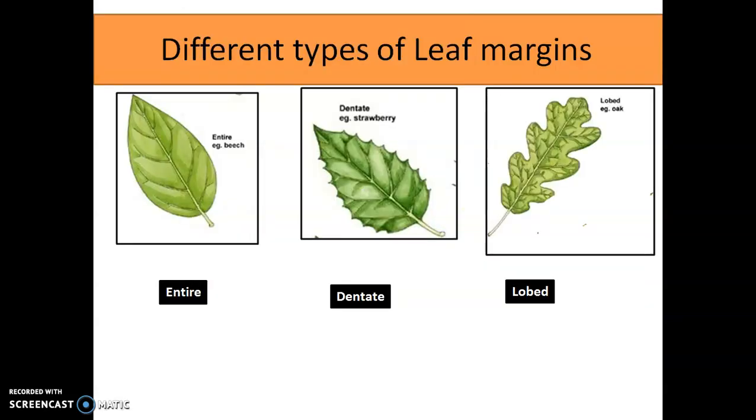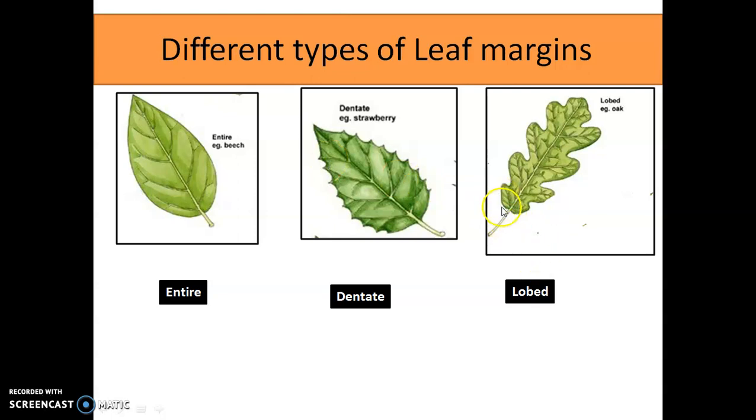Now going to the different types of leaf margin. Margin means end. So see, children, the leaves around you all have different shape, different structure, different margin. It could be entire, as you can see here. Margin means end, I told you. So it is entire, example beech. In the strawberry leaves, it is dented. Now see, the curves are there, no? That is called dented.